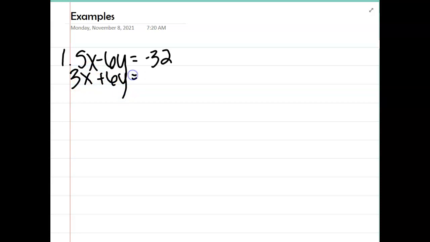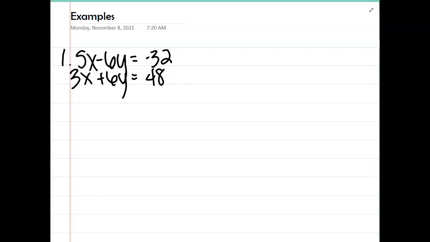Okay. Number 1, 5x minus 6y equals -32, and 3x plus 6y equals 48. So the first thing we want to do is make sure everything's lined up.